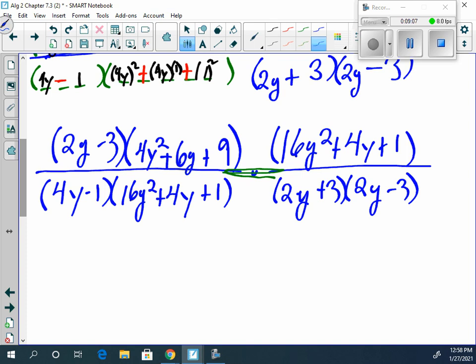Well, we can multiply these together by putting them all on the same fraction. And now we just need to simplify what's in common on top and bottom. So what's in common on top and bottom?